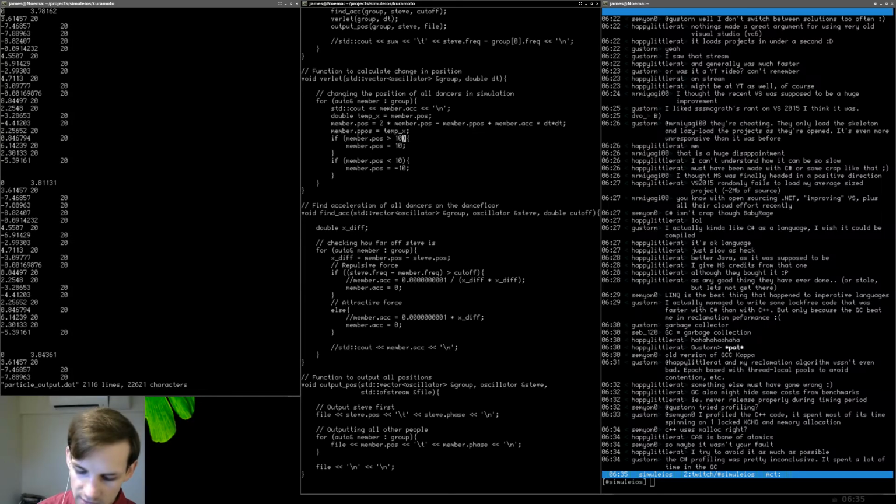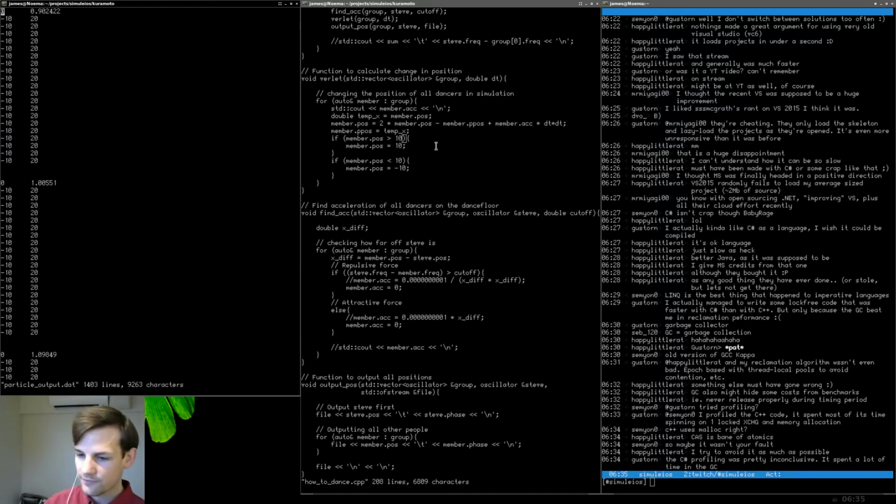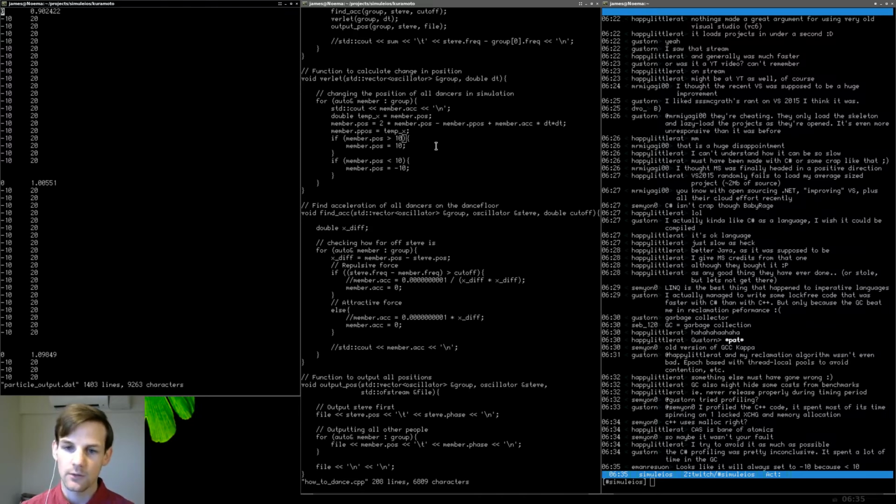Let me see. So let's go ahead and run this one more time. Make. Particle output.dat. Yeah, they're all forced to -10 and 10. What is the issue here? If member.position is greater than 10, we're definitely not greater than 10. Member.position equals 10. If member.position is less than, oh.